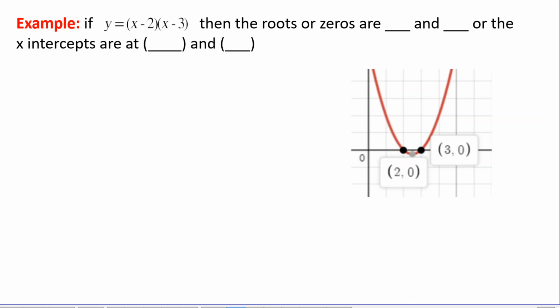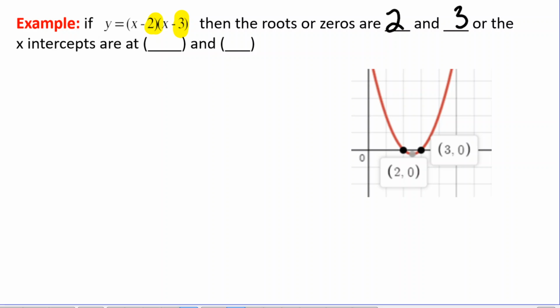So if y is x minus 2 times x minus 3, then the roots, or zeros, those are those m and n values. So similar to when we found p, we're asking ourselves what follows the negative sign. And if it's x minus 2, then m is positive 2. And if it's x minus 3, then n is positive 3. Which means that those are what we call roots or zeros.